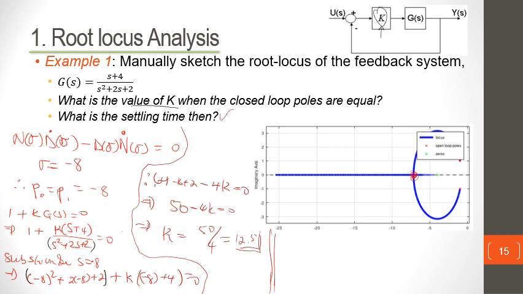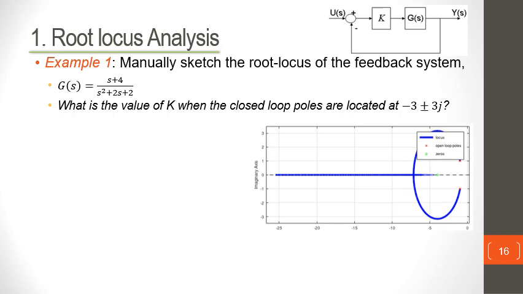So the settling time, obviously here, since the poles are going to be real, is like a first order system, and the settling time here, Ts, would be approximately equal to 4 over the value of the pole itself, which is 8, which means that our settling time is roughly around 0.5 seconds.